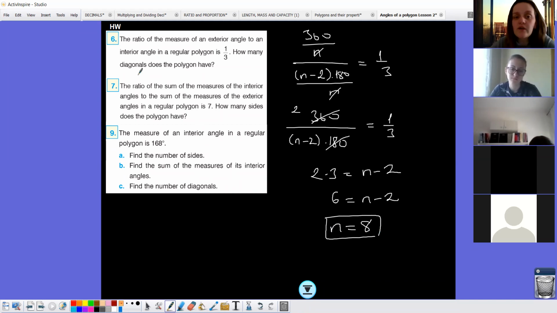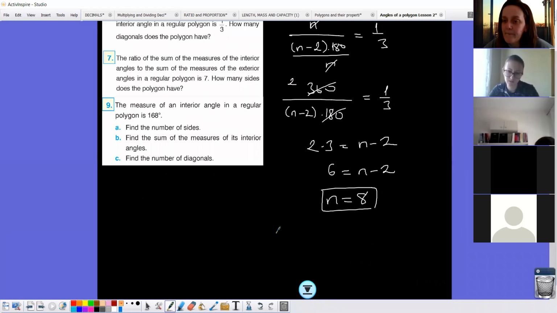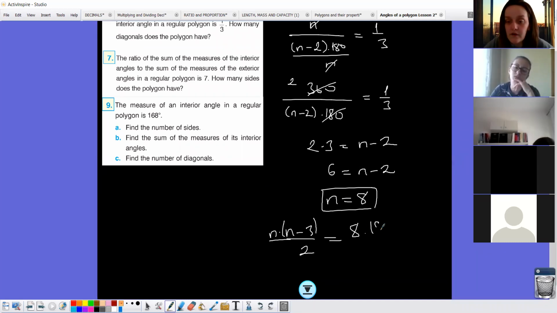So how many diagonals does the polygon have? We didn't find that, we found only how many sides it has. So what was the formula for diagonals? N times n minus 3 over 2. So it will be 8 times 8 minus 3 over 2, which is 4 times 5, which is 20. So it has 20 diagonals.